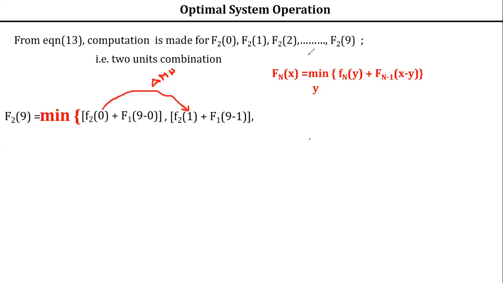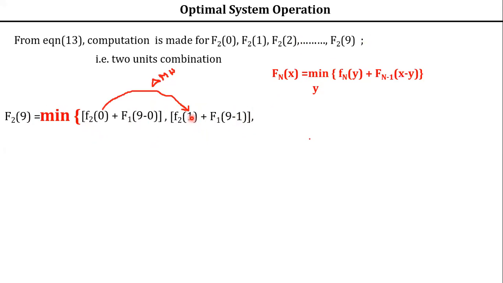Okay, fine. So this term remains the same. This unit 2, unit 1 will remain the same. Only thing is this and this, the load generation will vary. X minus y. What is x? It is 9. And y is now 1, isn't it? So x minus y is 9 minus 1. Clear? So this is the second combination.